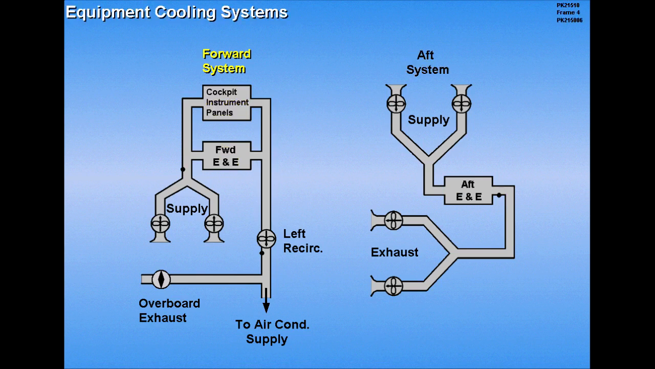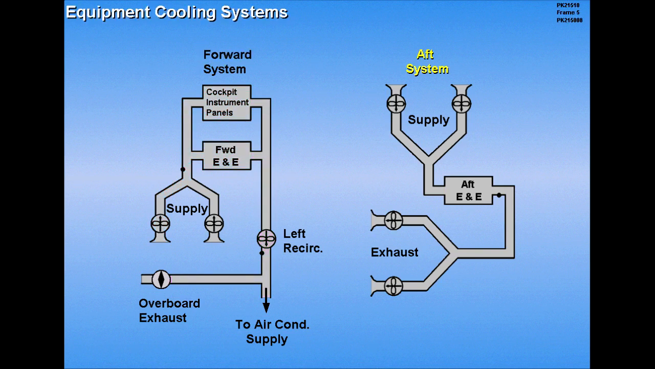In the forward cooling system, air from the passenger cabin is circulated by one of two supply fans. After the equipment is cooled, exhaust air is drawn through the left air conditioning recirc fan and then returned to the air conditioning system.